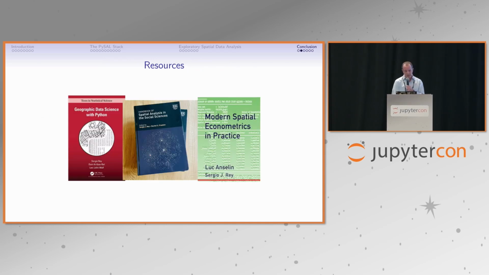We have some resources. So there's a book 2 years ago we did using Jupyter Book 1, Geographic Data Science with Python. That's also available online. Danny and Levi and I are still friends, even though it was a painful process at the end for the publisher to get it into LaTeX form. But we still talk to each other. Recent book on the Handbook of Spatial Analysis in the Social Sciences, if you're interested in learning more about how that side of the world uses spatial analysis, and then a book with Luke on spatial econometrics.